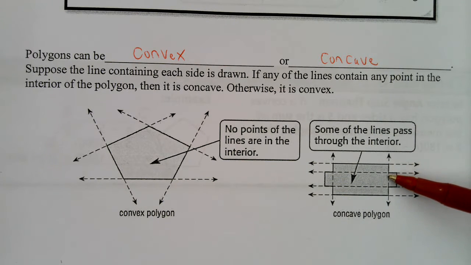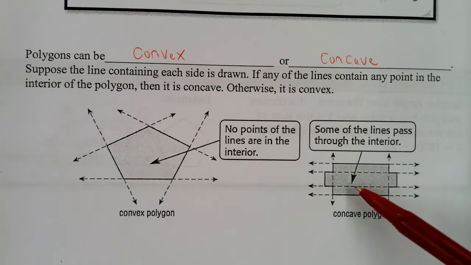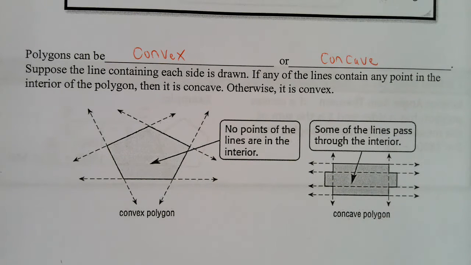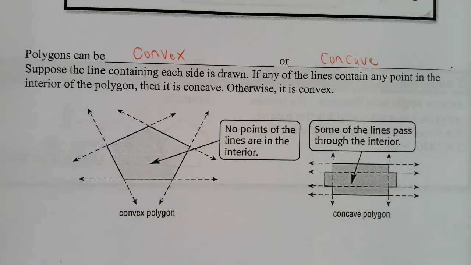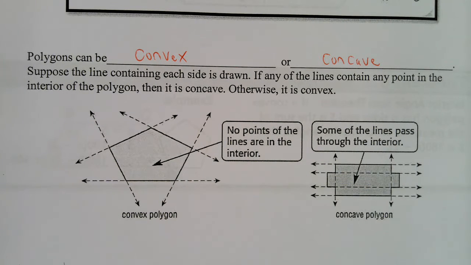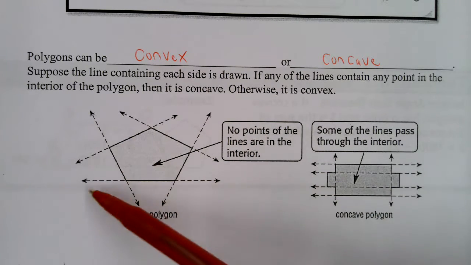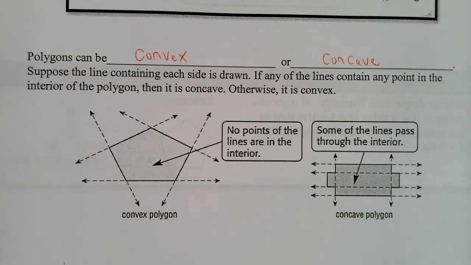So suppose we take this side and we draw a line through it. Well, some of the line passes through the interior of the polygon, therefore it is concave. Same thing with this side. If you draw a line through this side, it goes through the interior of the polygon, so it's concave. As opposed to this polygon right here, where if you draw a line containing each side, like this line, or this line, this line, this line, there's no points of the lines in the interior of the polygon. Therefore, that one is convex. So that's the difference between concave and convex.